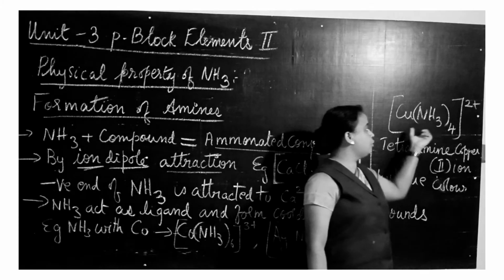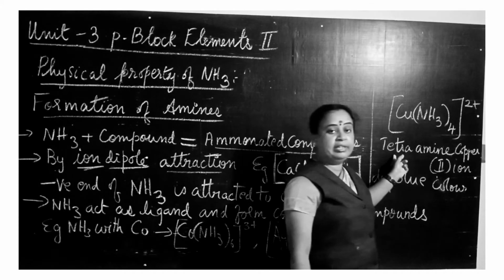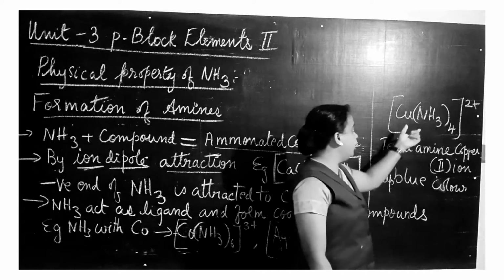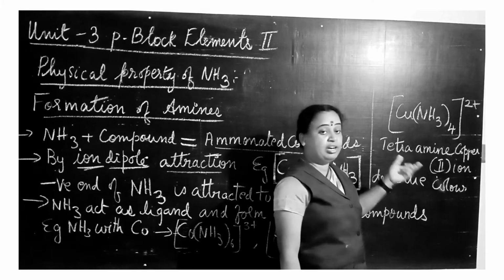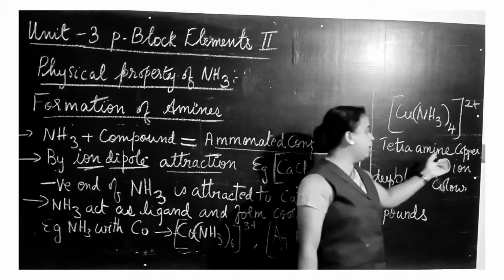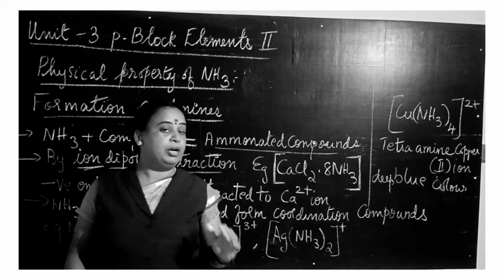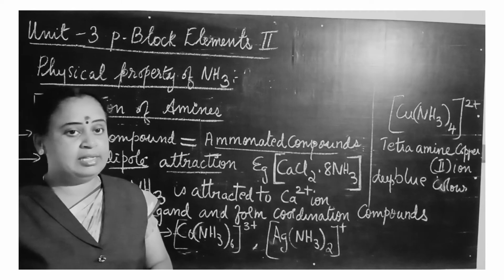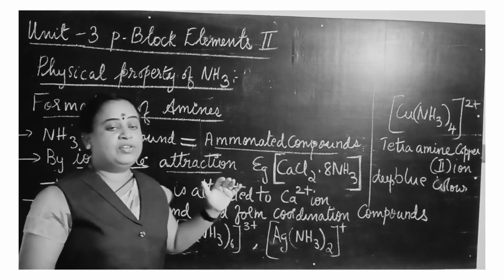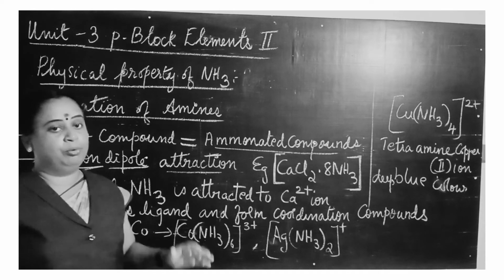Yes, and the charge of this coordination compound is 2+. So that's why, according to the IUPAC name, the name of this coordination complex, or coordination compound, is tetraamine copper(II) ion. Fine. So that's it about the formation of amines. So that's it about the physical properties of ammonia.